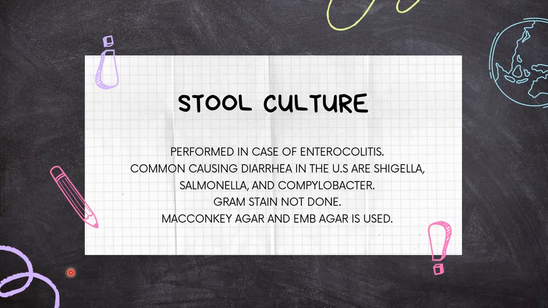Next is stool culture. Stool cultures are performed primarily for cases of enterocolitis. The most common bacterial pathogens that cause diarrhea in the United States are Shigella, Salmonella, and Campylobacter. These three are the most common causes of diarrhea in the US. Gram stain is not done because it is very difficult to identify. MacConkey agar and EMB agar are used.